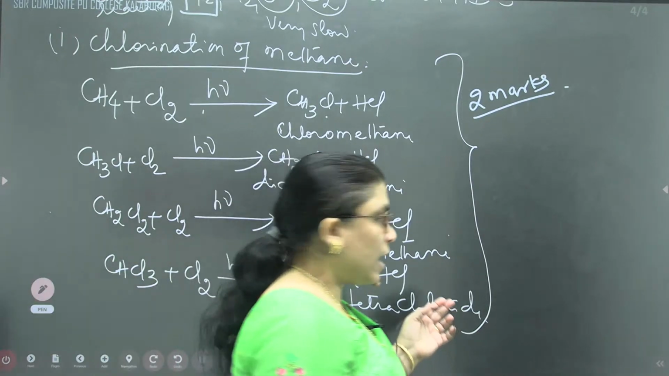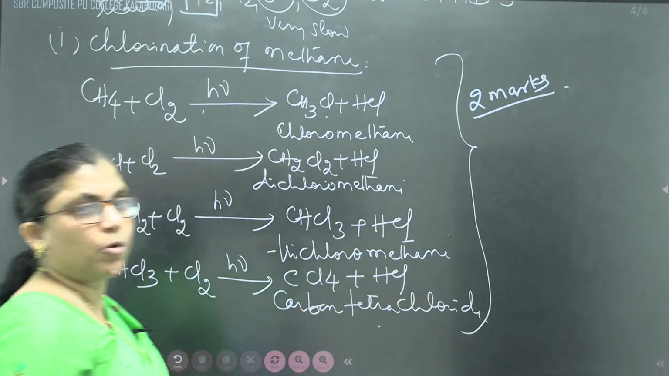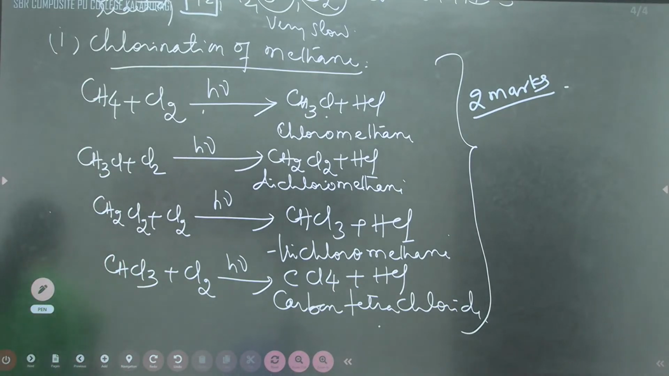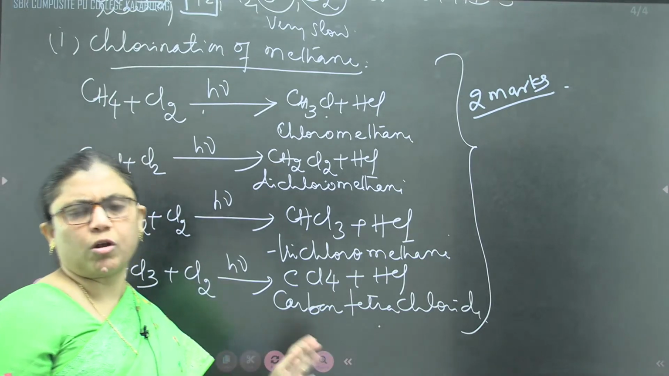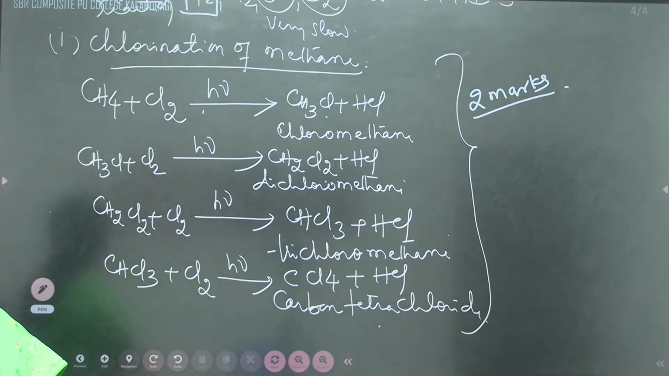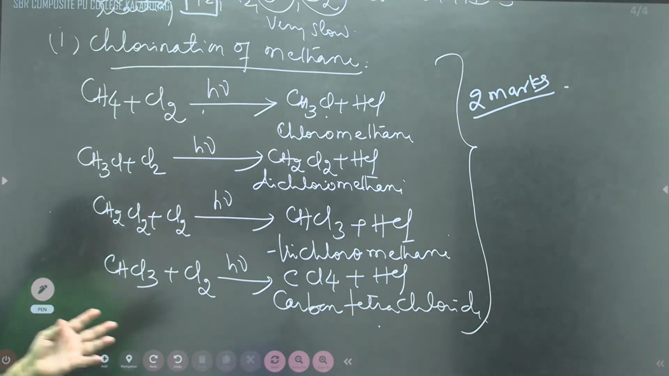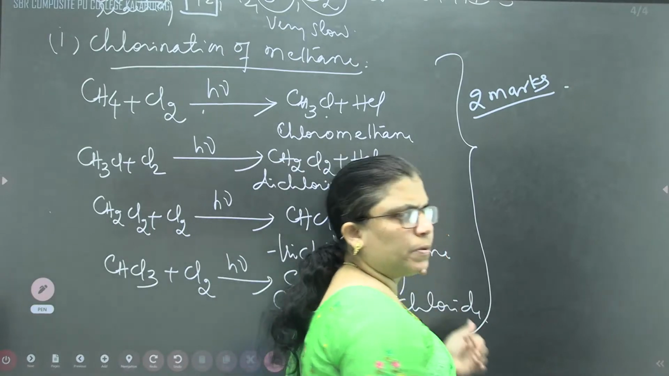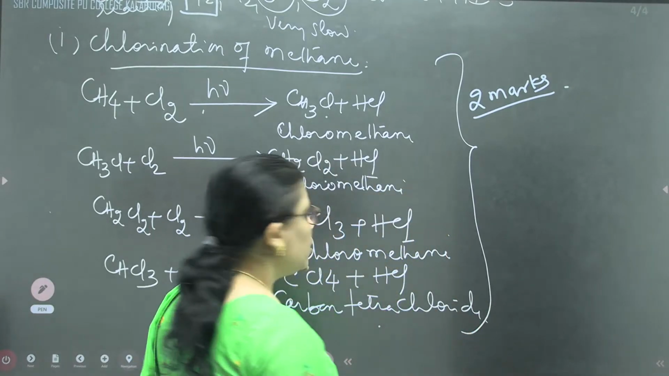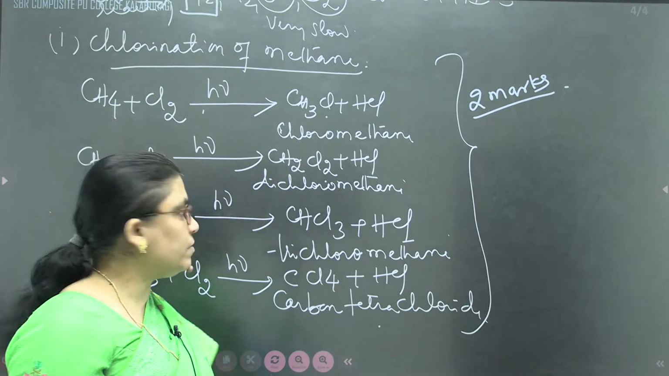And here, as I said, bromination is a very slow process, so it is not preferred, whereas iodination is reversible. When alkyl iodides are formed, they are further converted back into iodine molecules. That's why they are not preferred. The most preferable is chlorination.